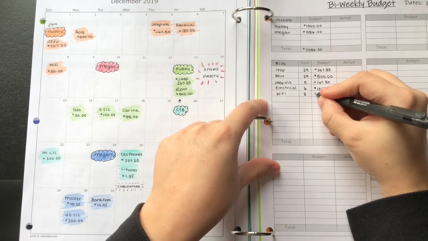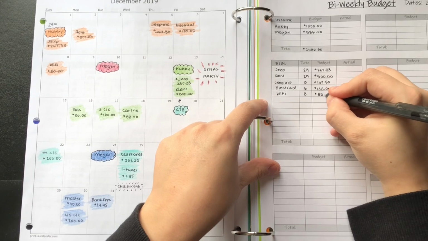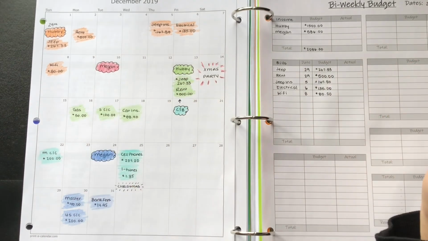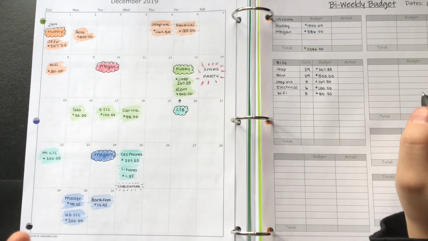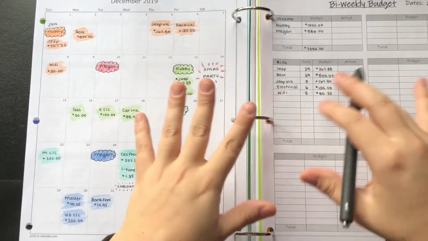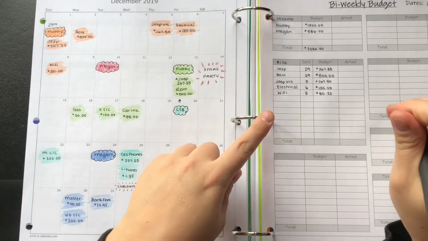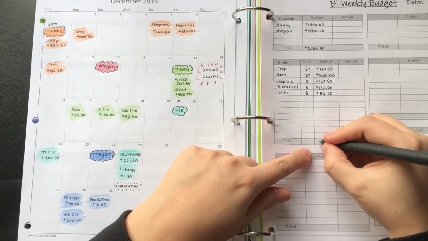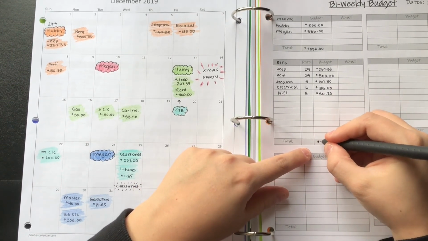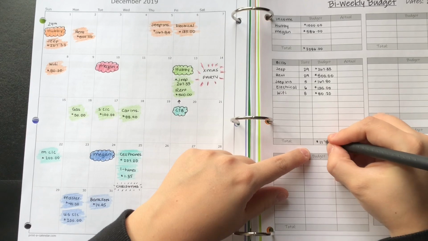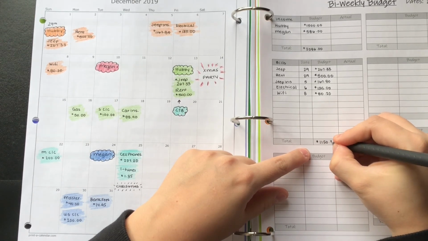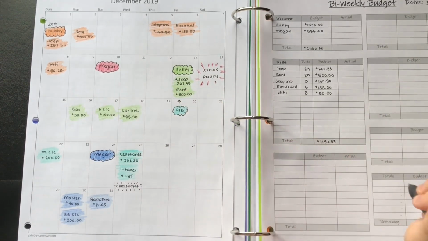I just have Wi-Fi, I don't have cable, and I have it with TELUS. Also, I live in Canada, if you're wondering, in British Columbia, so if my numbers are a little bit different than yours, then that is why. The total for my bills is $1,150.33. I did that off camera, so it was just easier for this video to go along.